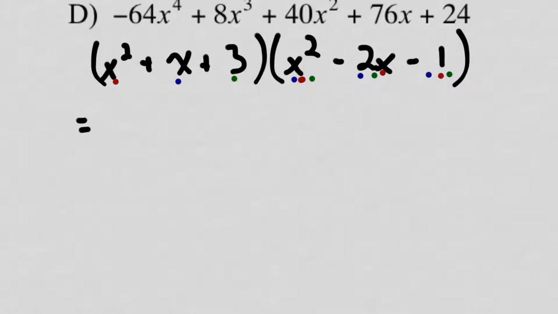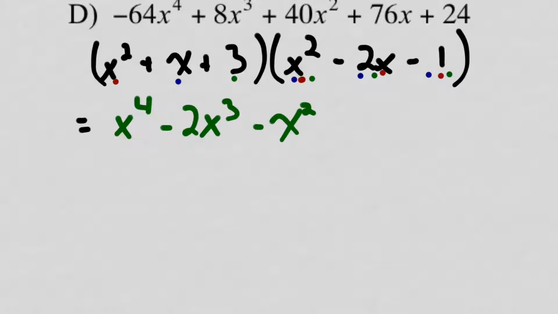X squared times x squared is x to the power of 4. X squared times minus 2x is minus 2x cubed. We're adding the exponents when we multiply here, remember. And x squared times minus 1 is minus x squared. On to the middle term, and I'm definitely going to run out of room here.